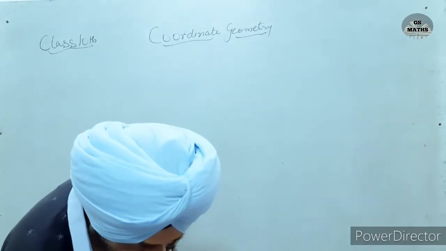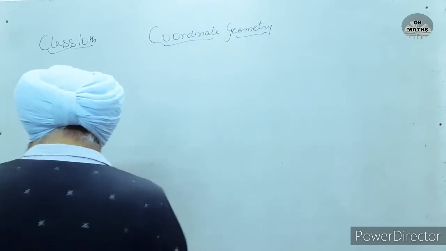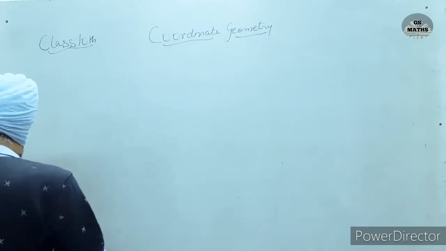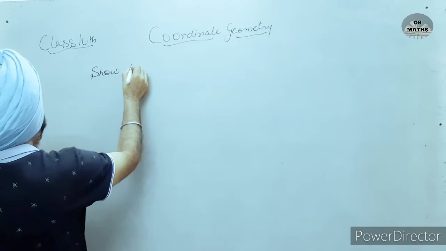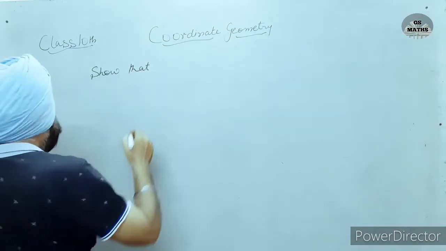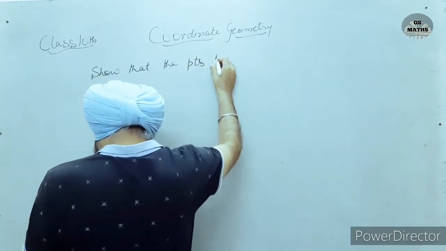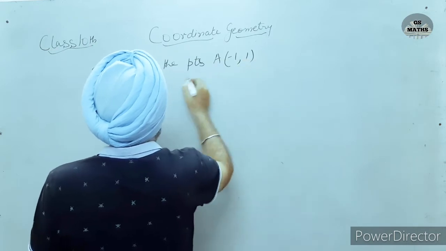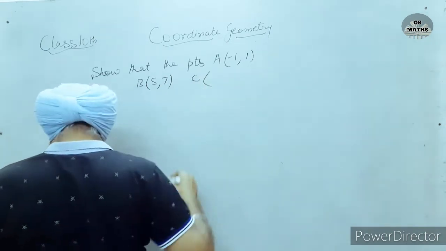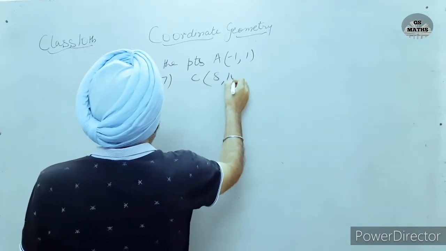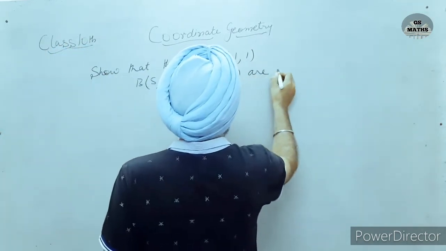Now, the next question is, show that the points A is (-1, 1), B is (5, 7), and C is (8, 10) are collinear. I have to prove that they are collinear.